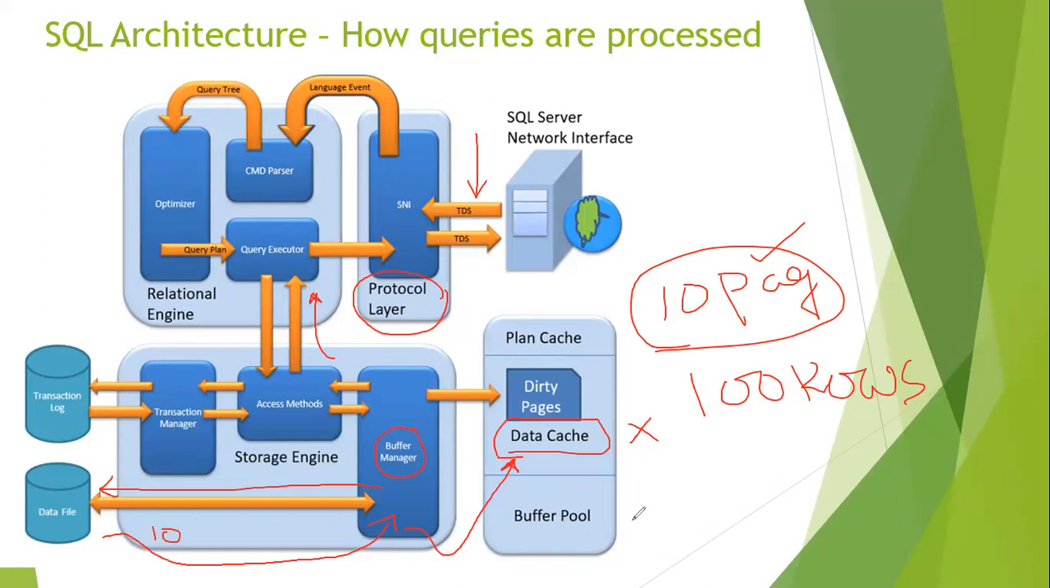Where will the plan cache come into the picture here? Plan cache, I told you, right? If the query optimizer needs a plan, the query optimizer generates a plan. Before it generates one, it checks if the plan is already available in the memory or not.